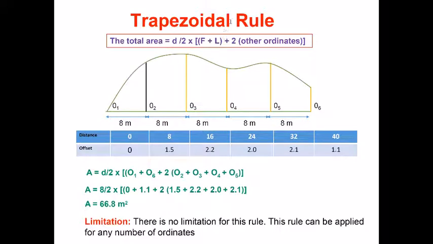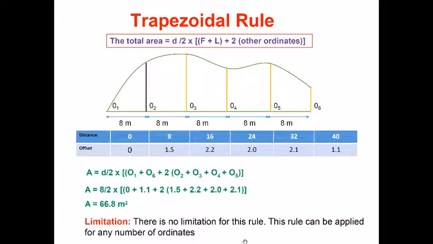So let's see one question for the trapezoidal rule. Like before, they have given us distances at which the offsets are measured. So again, d becomes 8, and using the equation, the total area is equal to d by 2. So this becomes 8 by 2 multiplied by the first ordinate plus the last ordinate. So O1 is 0 and the last ordinate is 1.1 plus 2 times the sum of the other ordinates. So in this case, you don't have to take the averages. We are taking the ordinates as they are. So O2 plus O3 plus O4 and plus O5, and this gives us this answer.